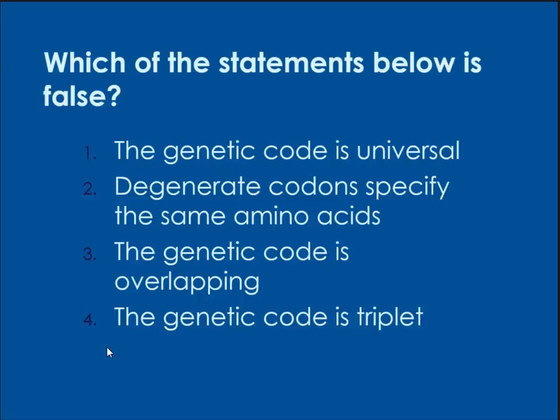Okay, so which of the statements below is false? The genetic code is universal. Degenerate codons specify the same amino acids. The genetic code is overlapping, and the genetic code is triplet.